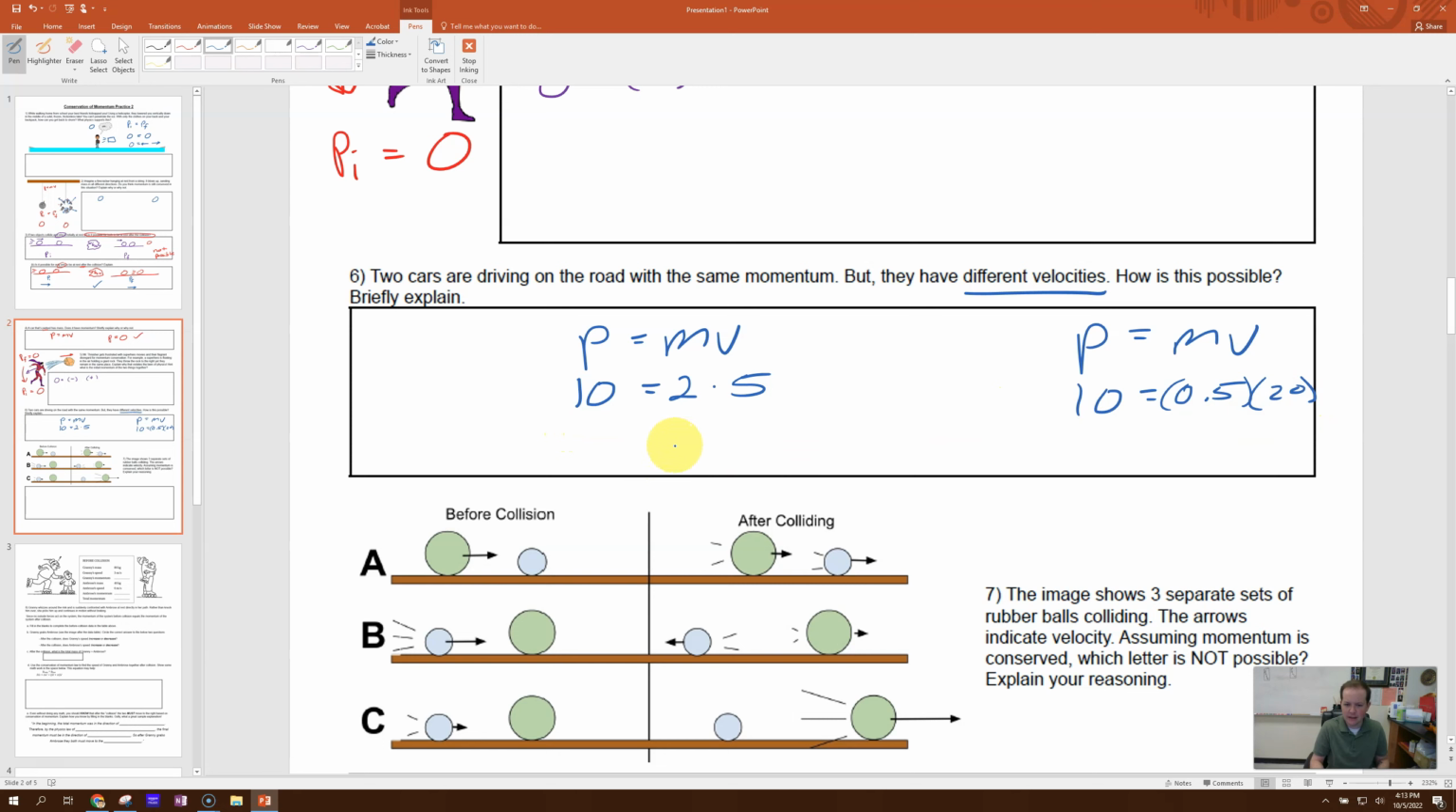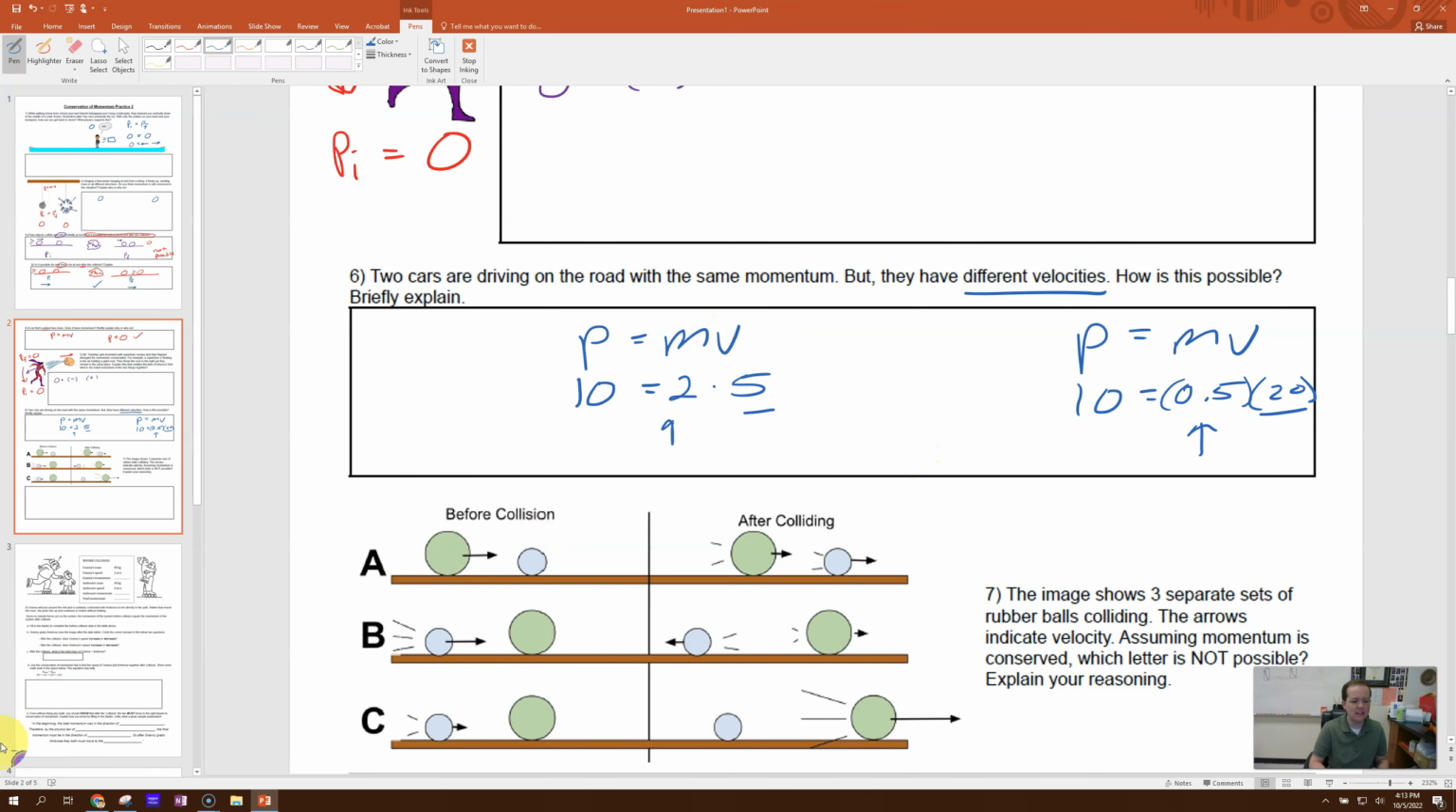Oh, here's a perfect example. I have the same momentum, I have different velocities. How is that possible? Because I had different mass. How would I write this down? Momentum is based on mass and velocity. So if the mass was different, even if they have the same momentum, they could have different velocities. Okay, there's an explanation.